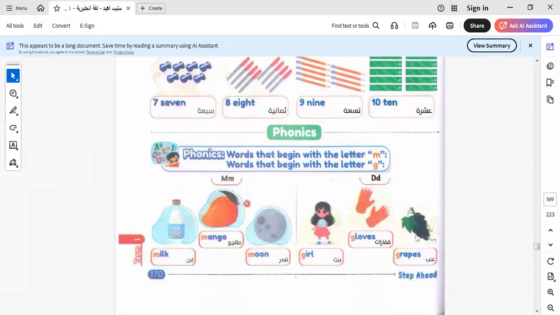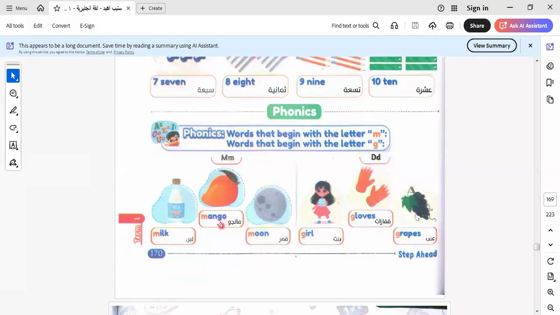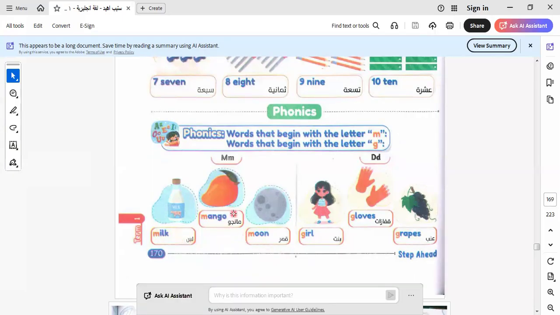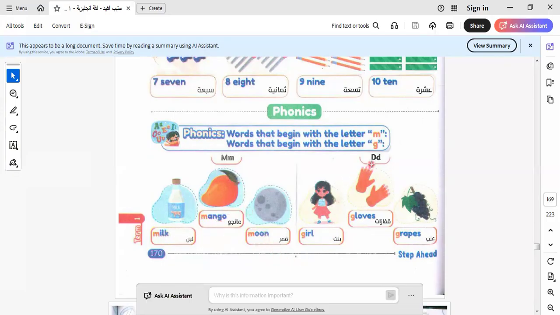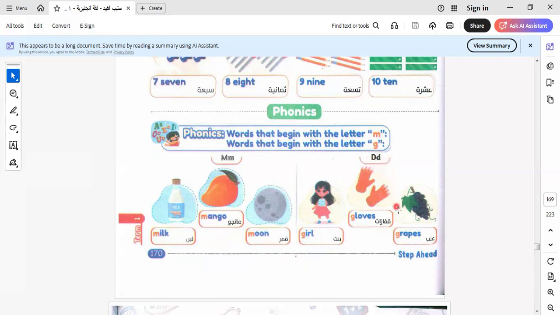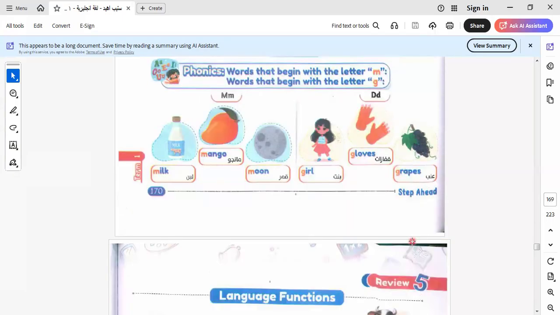Here we have the words that started by letter M and letter G. Letter M, like what? Mango, moon, milk. We have here mango, milk, and moon. Here we have capital G, and G is pronounced as g, not D. Like we say gloves, grapes, girl. Here is the capital G and small g, not D. Here we say girl, gloves, and grapes.